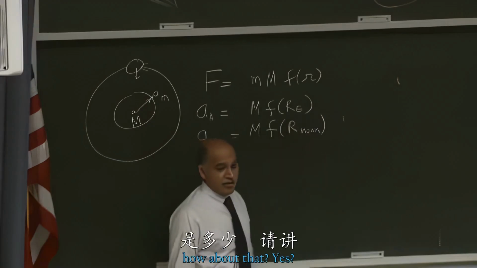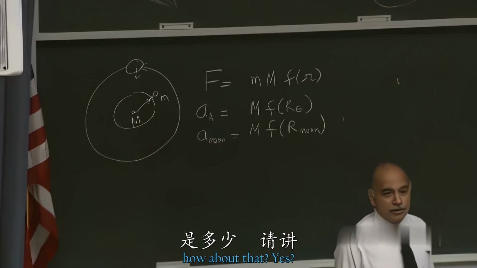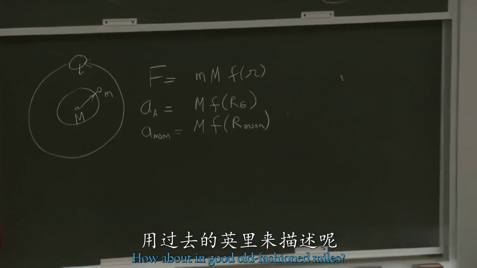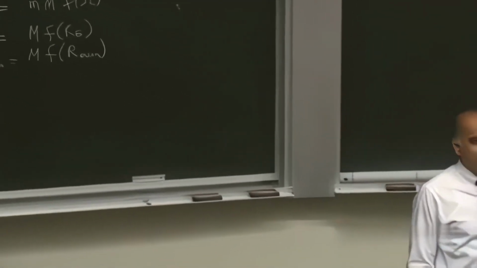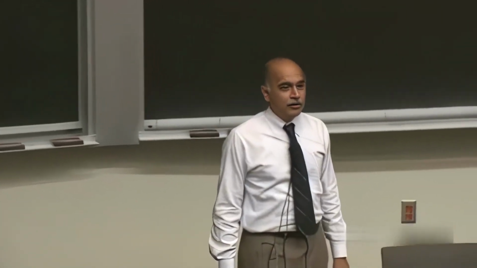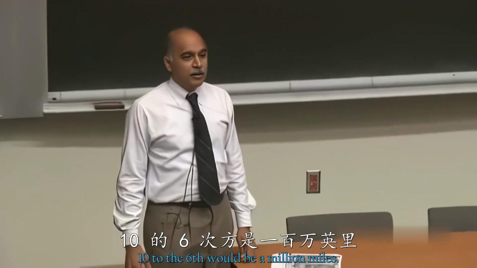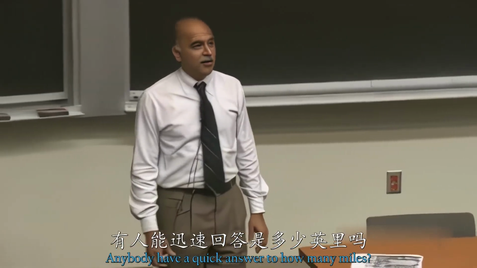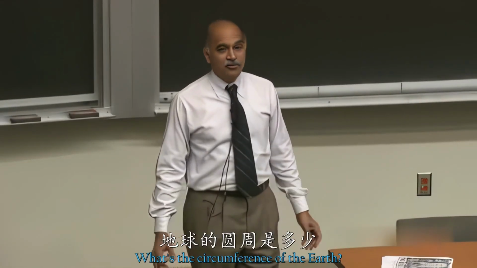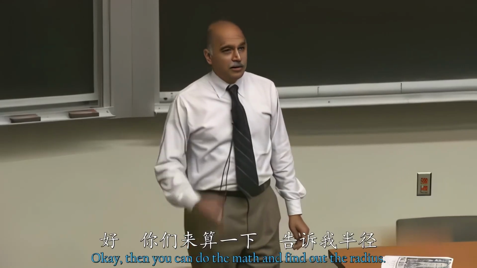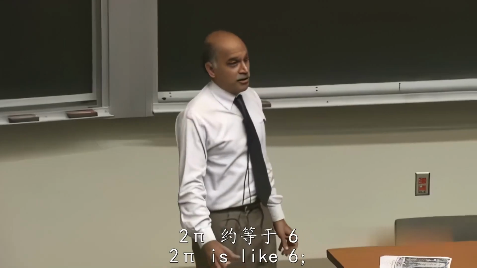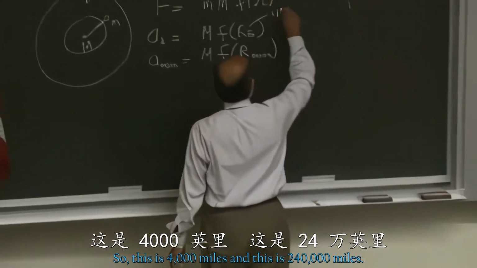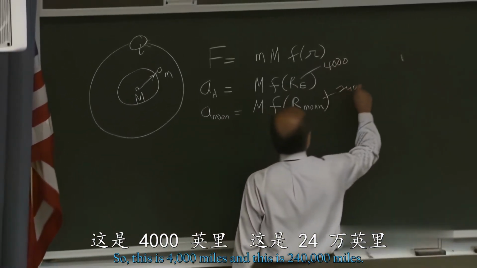The radius of the Earth, how about that? Yes? 6 times 10 to the 6 kilometers. How about in good old-fashioned miles? 3 times 10 to the 6 miles. 10 to the 6 would be a million miles. Anybody have a quick answer to how many miles? What's the circumference of the Earth? Then you can do the math and find out the radius. 2 pi is like 6. So radius is 4,000 miles. So this is 4,000 miles. And this is 240,000 miles.